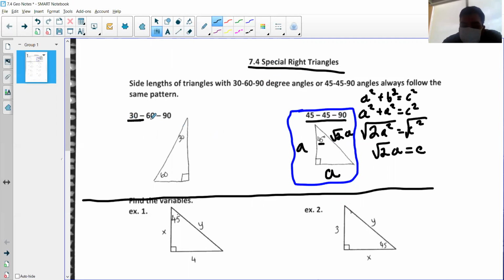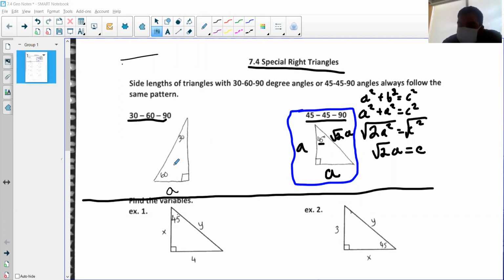Now let's go to the 30, 60, 90. The 30, 60, 90, I'm going to use the smallest one. So I'm going to say this one across here is A. And I'm going to tell you the hypotenuse in this case.